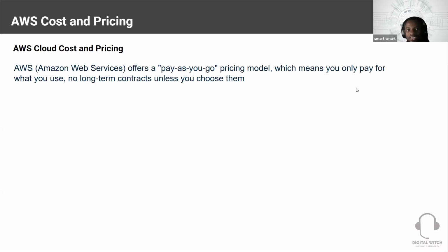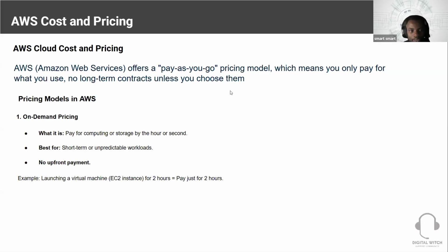AWS cloud cost and pricing offers a pay-as-you-go model, like I said before, which means you pay only for what you use, with no long-term contract unless you choose one. There is nothing like paying 50 million first before you can use this service, or paying 25,000 or 100,000. Nothing like that in this cloud. If you want to start immediately, you can start and pay in the next month. That is the pay-as-you-go model. Now, there are different types of pay-as-you-go pricing in the cloud.